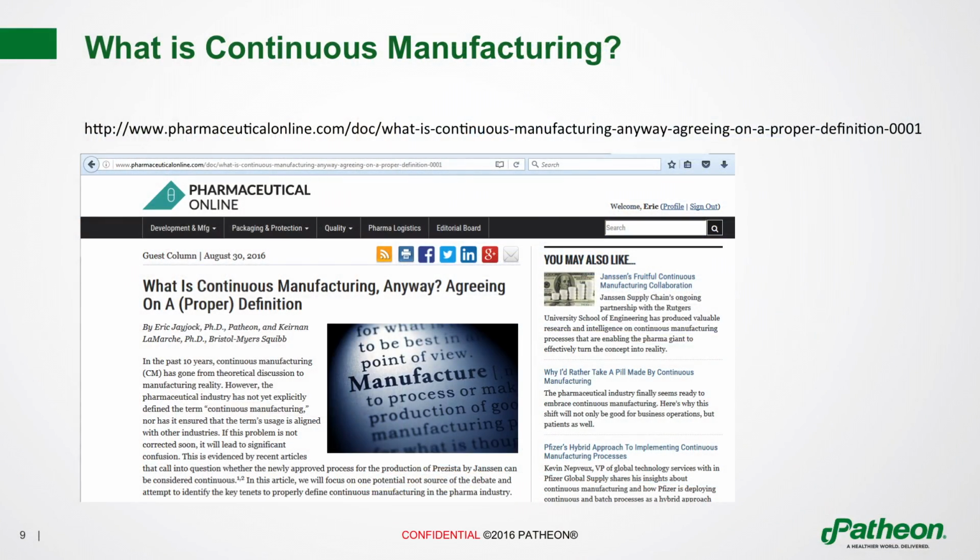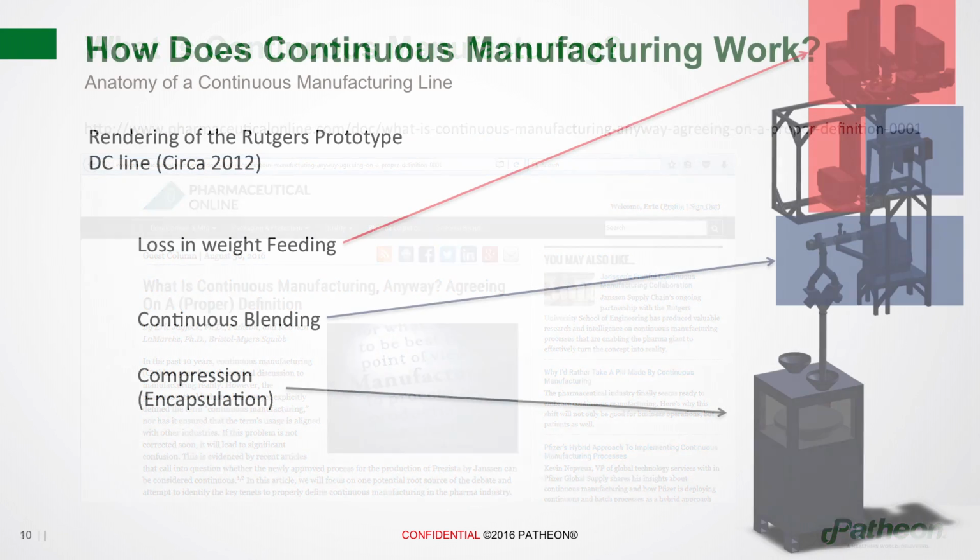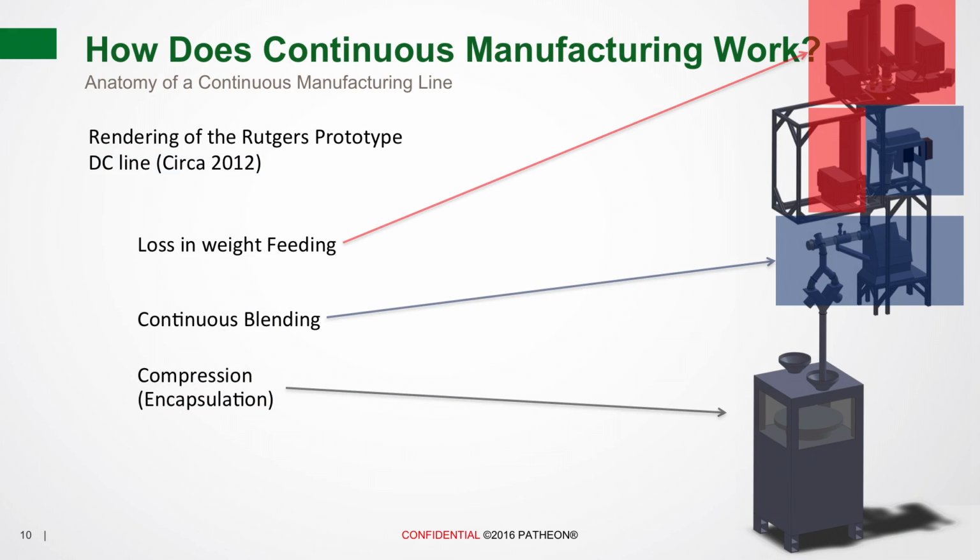This is all based out of an article that I wrote with a colleague of mine on what is continuous manufacturing in pharmaceutical online. If people are interested, I suggest you take a look. I think it did a pretty good job of outlining the space. So what does a continuous manufacturing line look like, right? How do they work? What's the anatomy of one?